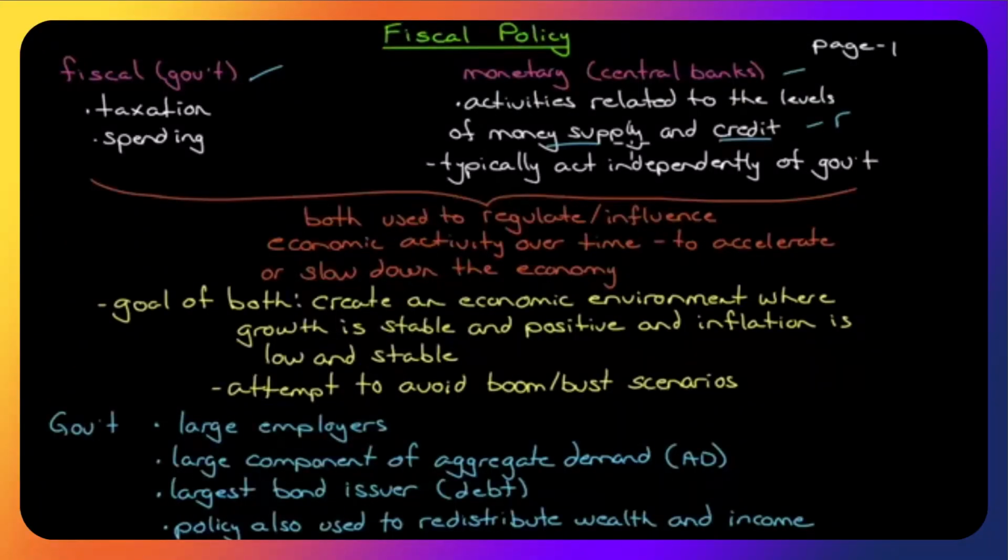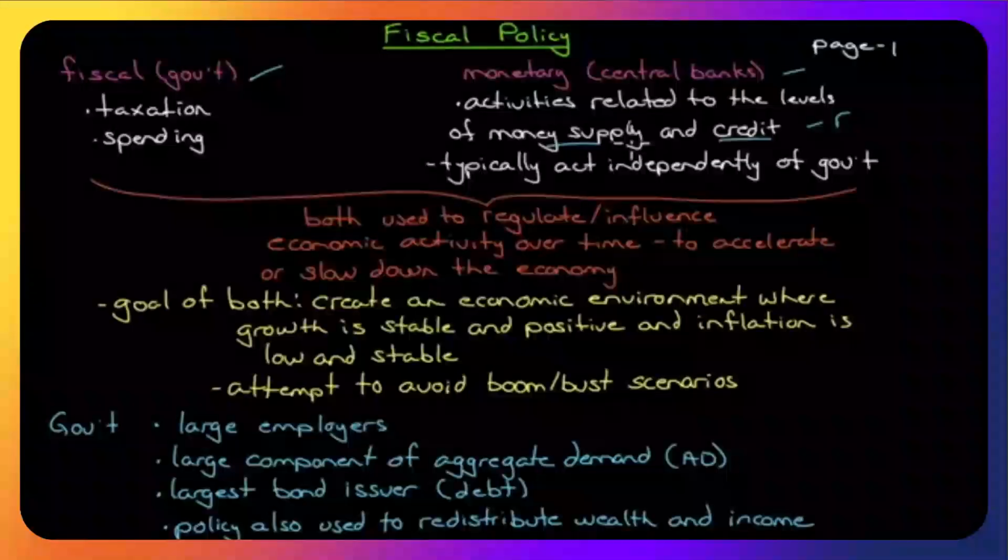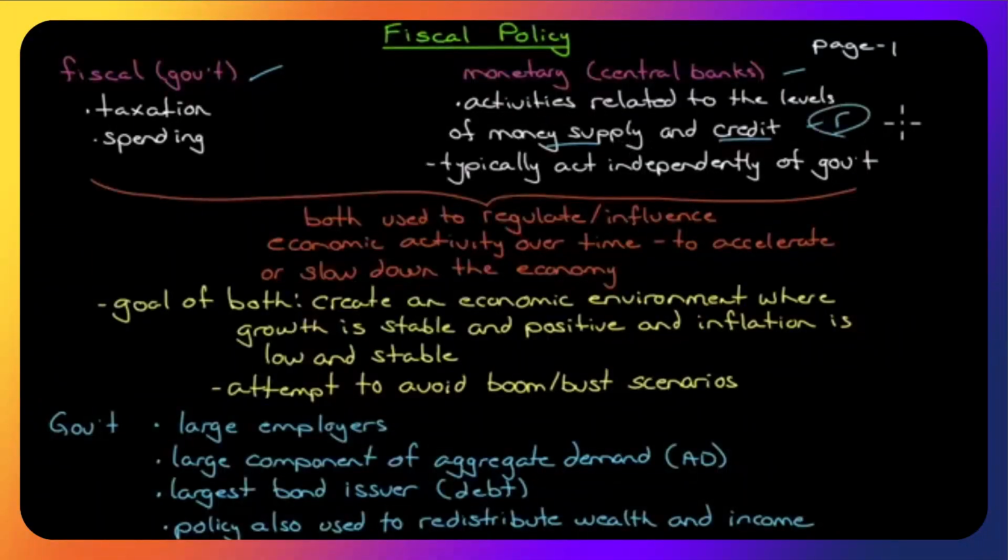Some countries will use reserve requirements to control the level of credit, but that's typically in developing or emerging economies. They'll tend to use the reserve requirement more often. In developed economies, they tend to rely on the interest rate more often to control credit. Central banks typically act independently of government. For fiscal, related to the economy, you have two broad tools: taxation and spending.